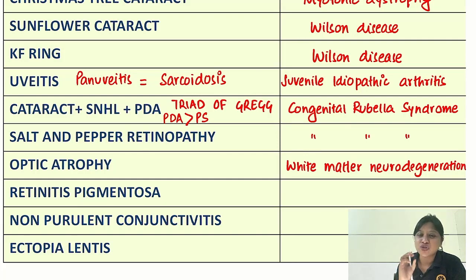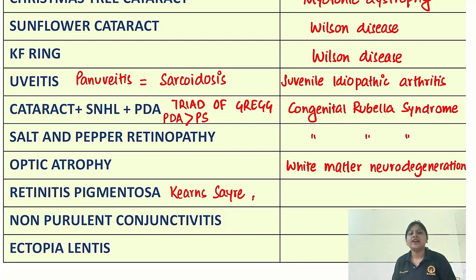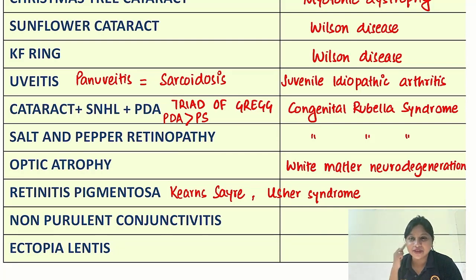Number 1 is the mitochondrial disorders, Kearns-Sayre syndrome. So, Kearns-Sayre disease is a mitochondrial disease which affects the heart and will also give retinitis pigmentosa. Okay. Next, we'll have Usher syndrome. What happens in Usher syndrome? We'll have retinitis pigmentosa and sensory neural hearing loss.